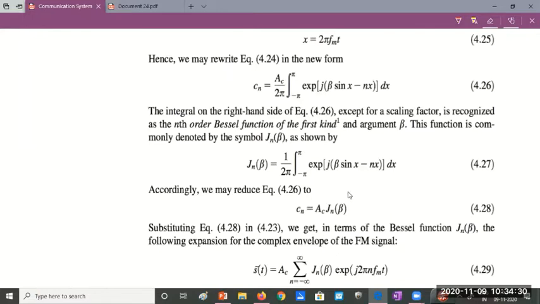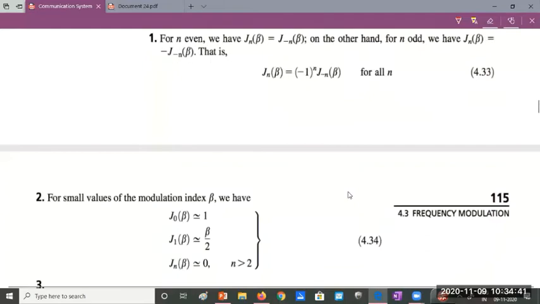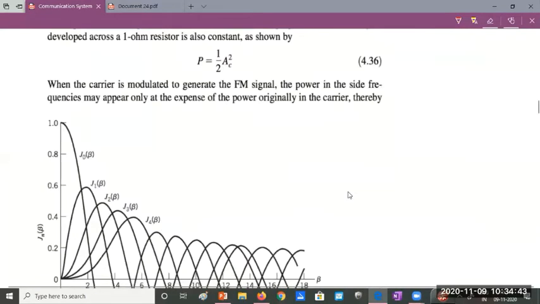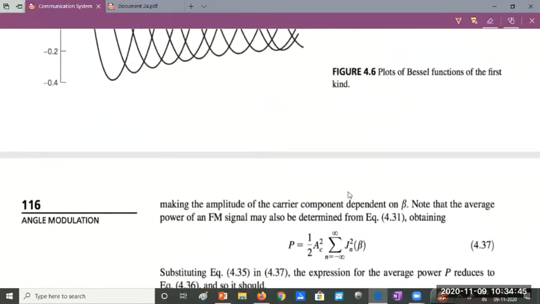While finding the coefficient Cn, the integral would come to this form, and that form could not be evaluated using a normal integral in the closed form. Hence, we use the Bessel function of the first kind. And we wrote the properties of the Bessel function, and the Bessel function waveform.